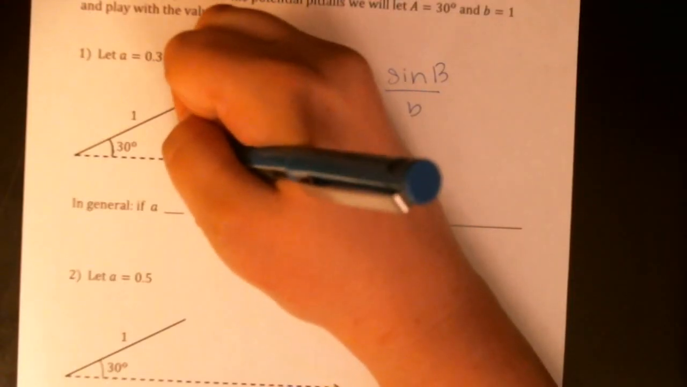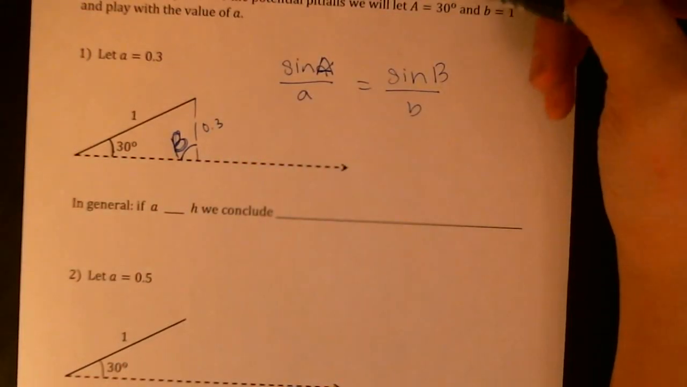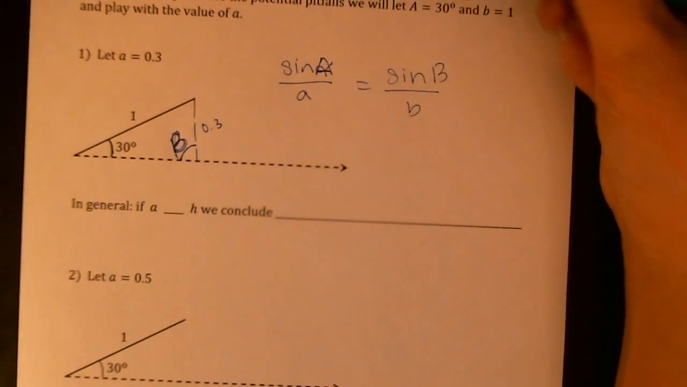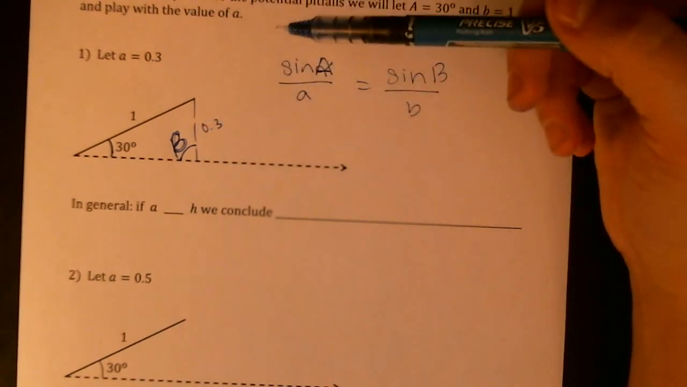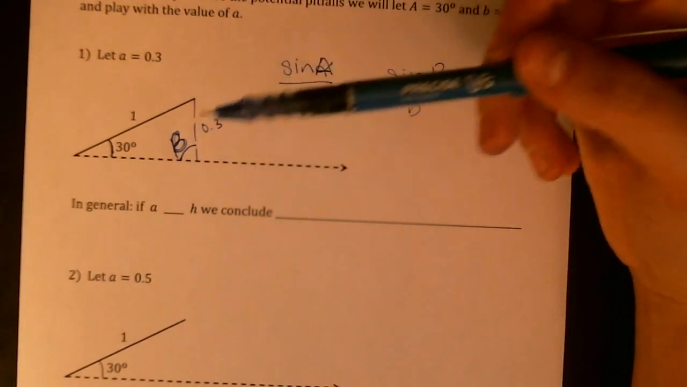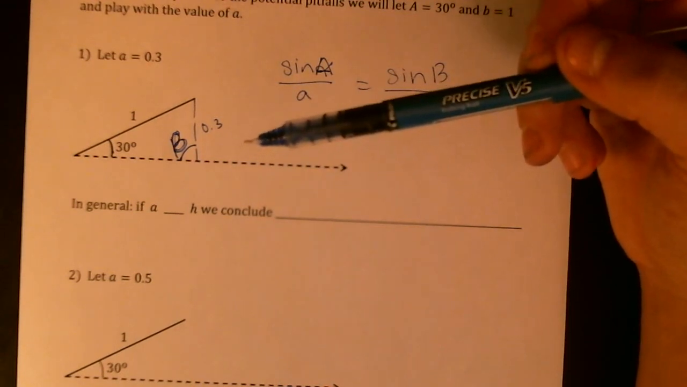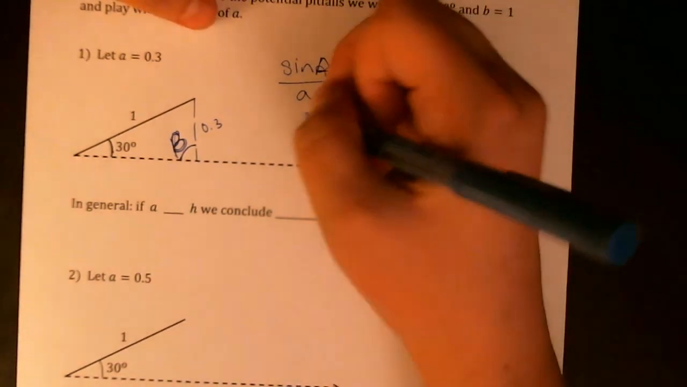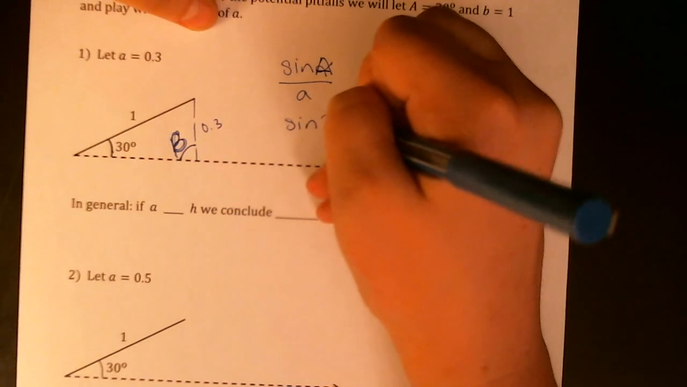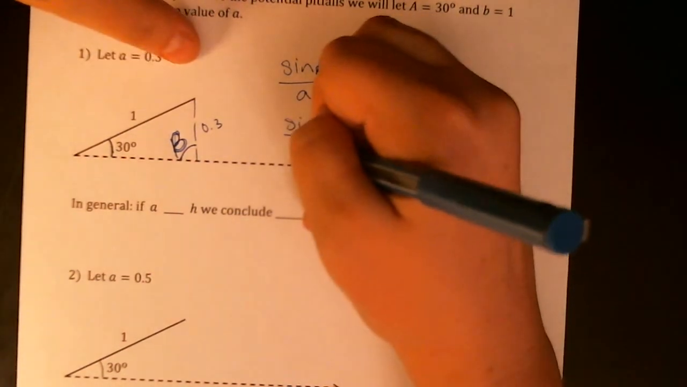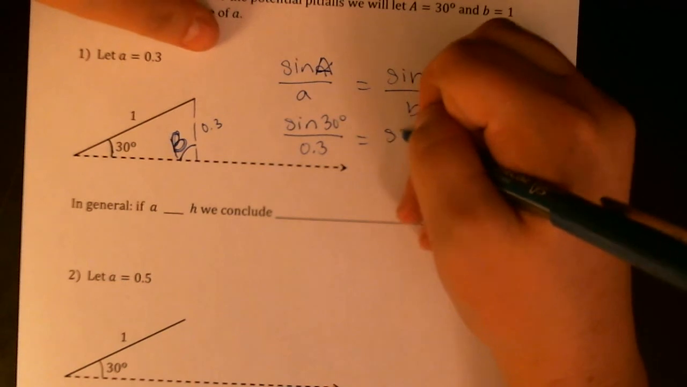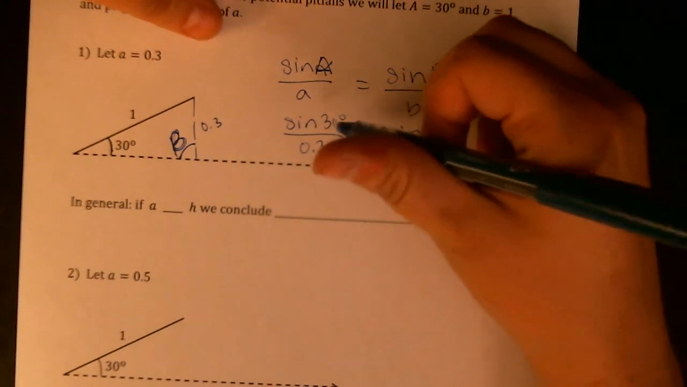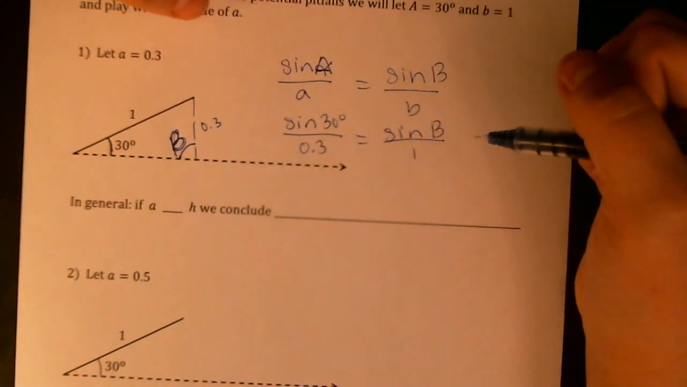And this is sort of tradition just to make it easier for us to keep track of what's across from what. You'll see angles labeled big A, big B, big C, for example, and then the opposite sides would be little a, little b, little c. Or you'll see the Greek alpha, beta, gamma, and the opposite sides would be A, B, C. Okay, so sine A over A. We know that big A is 30 degrees, so sine of 30 degrees, and little a is 0.3, should equal sine B over 1. So sine B is equal to sine of 30 degrees over 0.3.